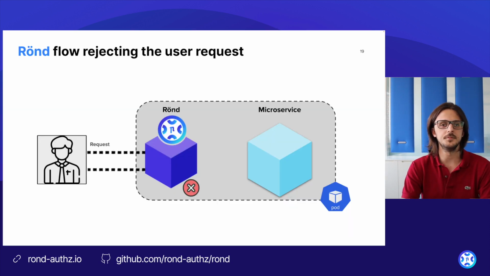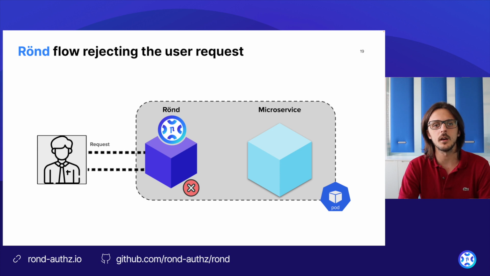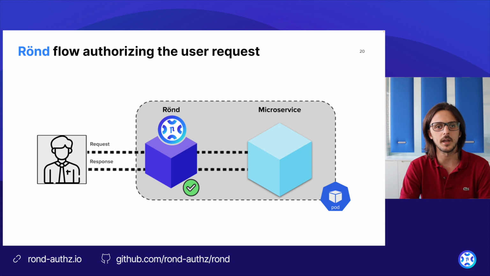Okay, so the most basic example that we can make is that Rönd can intercept the request and decide whether to reject the API invocation, as in this case, or to allow the API invocation, as you can see now, and forward the traffic to the application service.